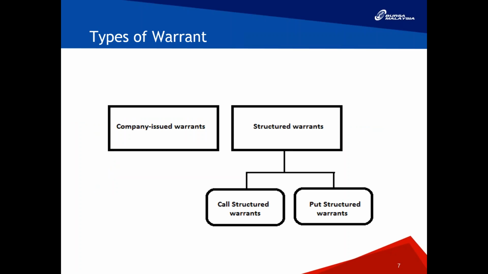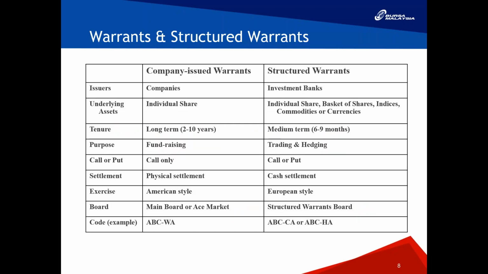Now, another way of categorizing warrants would be to look at who issued the warrants. So broadly speaking, warrants on Bursa Malaysia can be divided into either company issue warrants, or you simply refer to them as warrants, or structure warrants. Now, structure warrants itself is divided into 2 categories. You have the call structure warrants, and then you also have the put structure warrants. Now, in the market, we simply call them call warrants or put warrants.